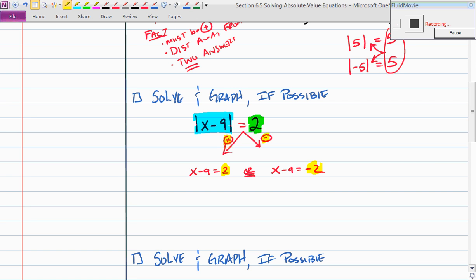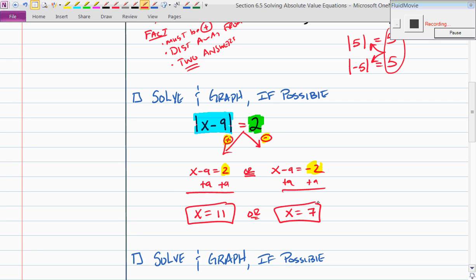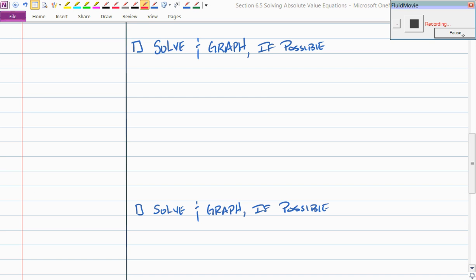You guys follow along so far? Yeah. So we're going to add 9 to both sides. That means that x has to either be 11 or, add 9 to both sides, x has to be 7. Those are the only 2 answers that could make this statement true. Now you try. Solve and graph if possible. Yeah, same directions. You got it.